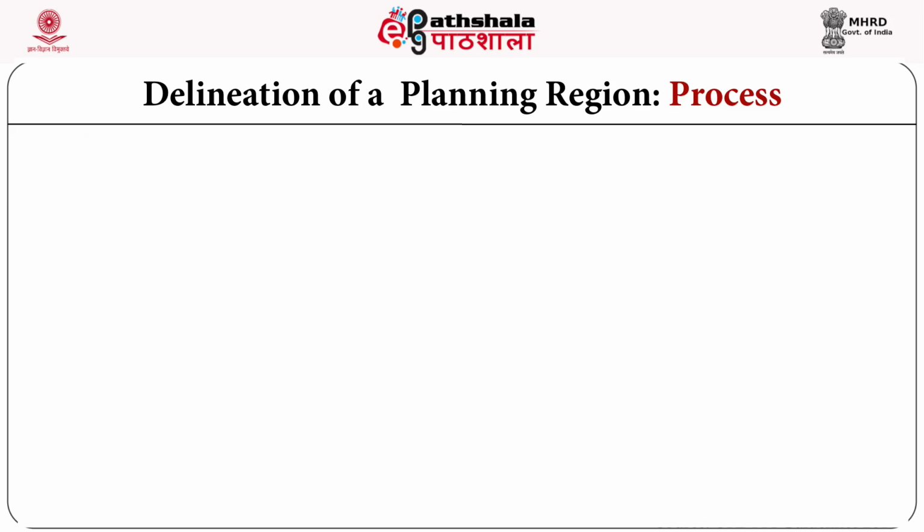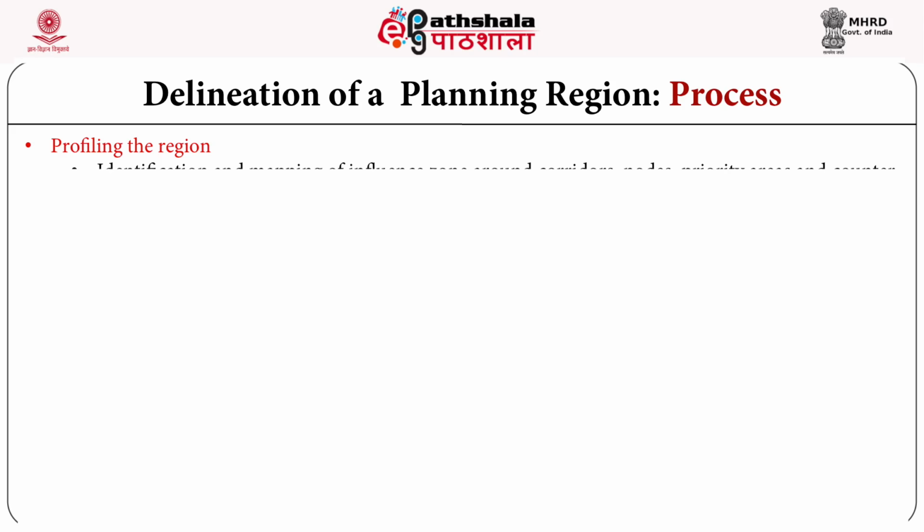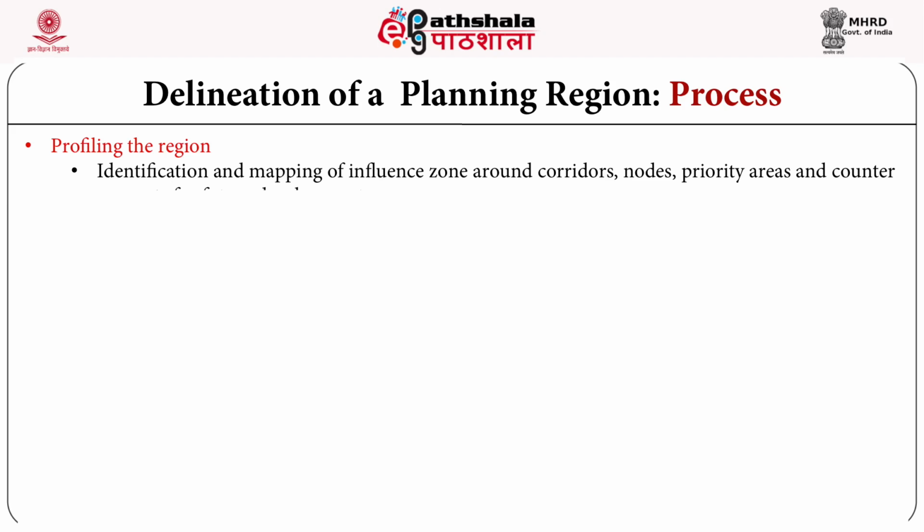Now what is the process, how do we go about it? The first is that we have to have a profile of the region. As I said, all these aspects which have been earlier discussed, which I was just referring to, give us a profile and an analysis of the region. For example, we identify and map the influence zone around corridors, nodes, priority areas, so counter magnets.